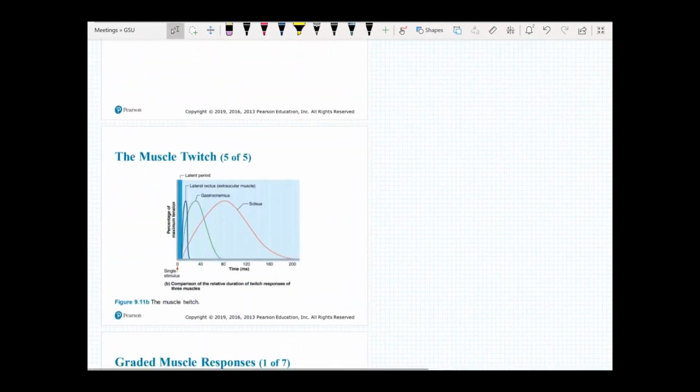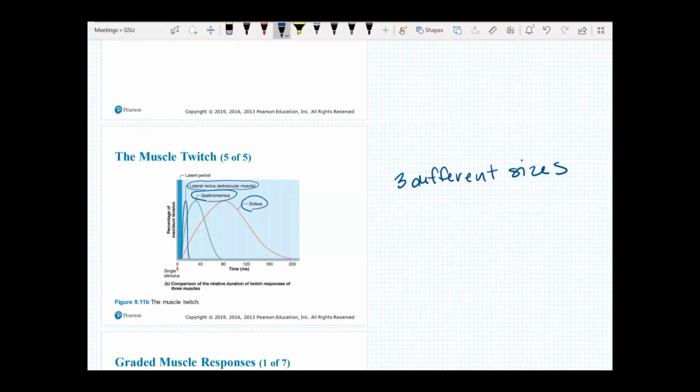It can also differ based on the size of the muscle. With these three examples here, these are three different sized muscles. We have our gastrocnemius, which is in our leg. We're going to have soleus, which is in our upper thigh. Then we're going to have our lateral rectus, which is a muscle in the eye. So it's a small, medium, kind of large setup.